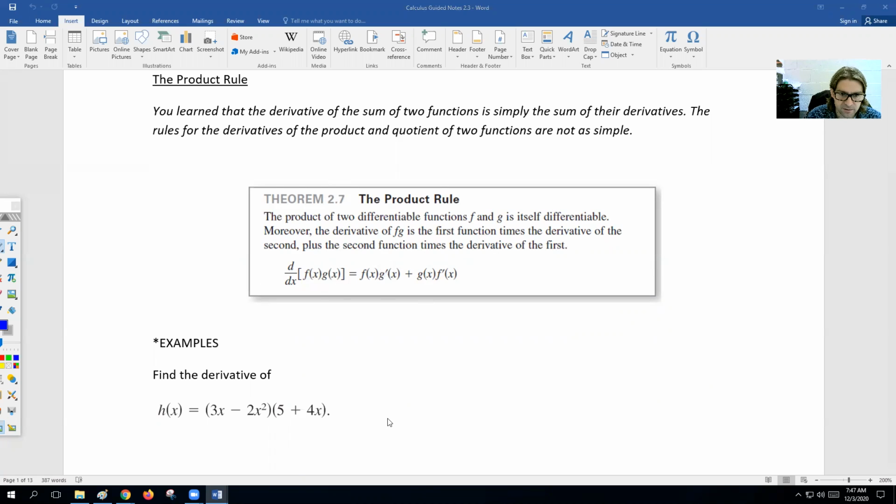Now I will admit that I'm just stuck in the ways of my math teacher. I've also learned this one where it's f prime of x times g of x plus f of x times g prime of x, meaning we take the derivative of the first part and leave the second part alone. Then we leave the first part alone and take the derivative of the second part.